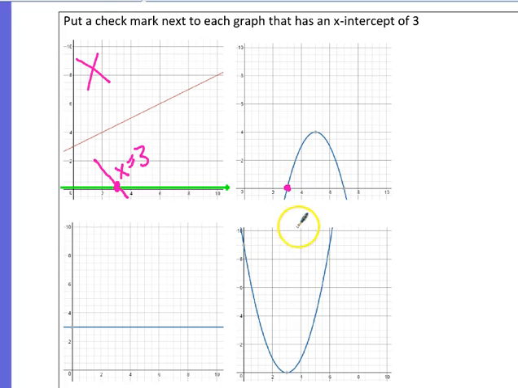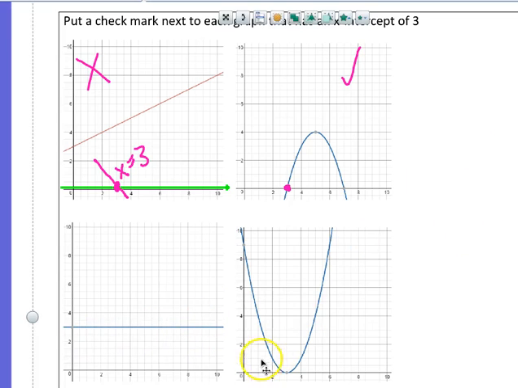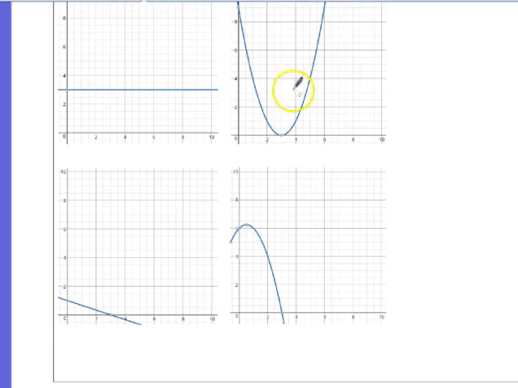This one has an x-intercept of 3. Check. The next one does not have any x-intercepts, so that one's wrong. This one comes down, hits at 3, and then goes back up again. It has an x-intercept of 3. The next one comes down, hits the x-axis here. It has an x-intercept of 3. This one goes up and comes back down and intersects the x-axis at 3. So those 4 graphs had an x-intercept that was 3.